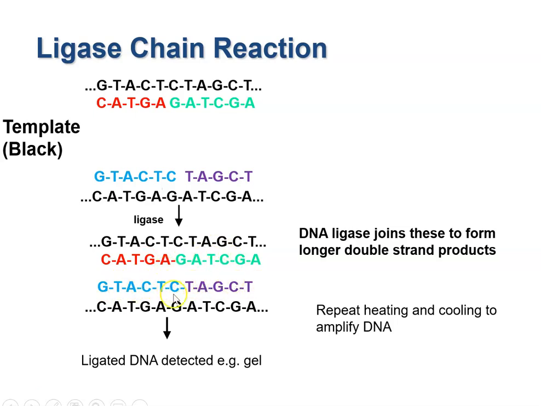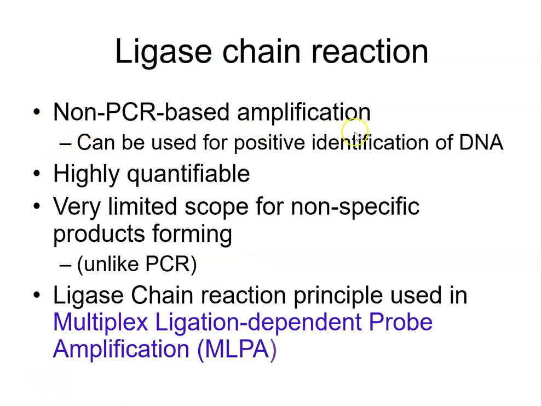So you can design it so that you have 4 individual probes, they get ligated together into 2 single-strand pieces of DNA, and then they act as template for subsequent reactions by heating and cooling. And that is the ligase chain reaction, and you repeat that 30 or 40 times to amplify your DNA. So this is a non-PCR based amplification.